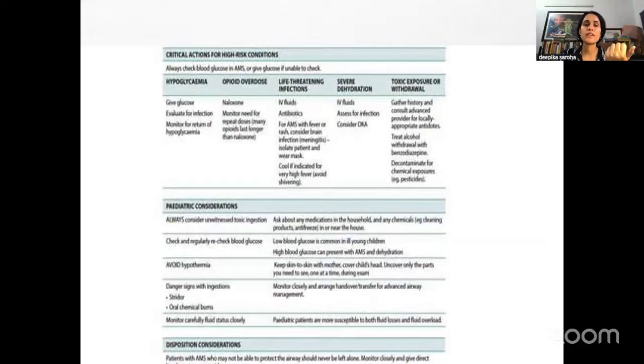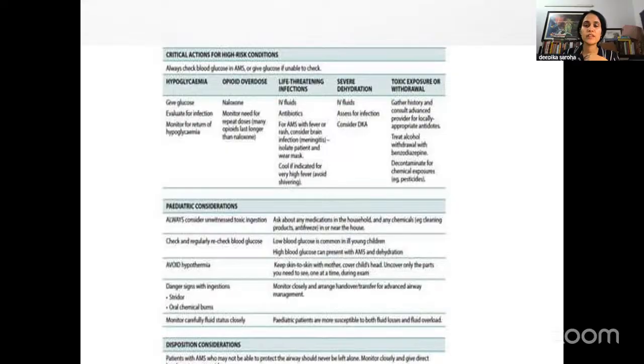If the patient is having hypoglycemia, then correct glucose, monitor the return of glucose, and timely monitoring. Then opioid overdose, naloxone definitely, monitor need of repeated dose if required. The infections which are primarily of brain or just the secondary infections, IV fluids, antibiotic according to the infection. And severe dehydration, IV fluids, assess for infection and consider DKA.